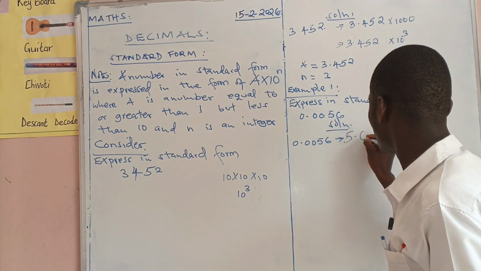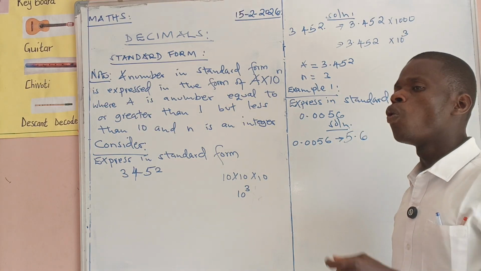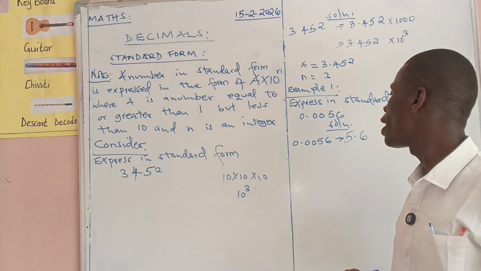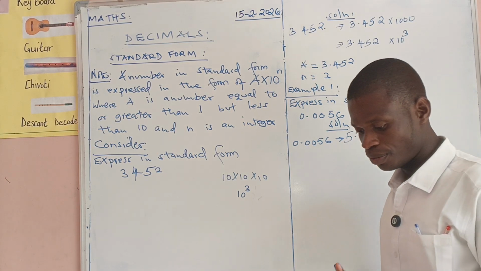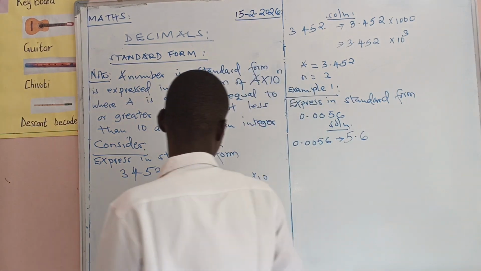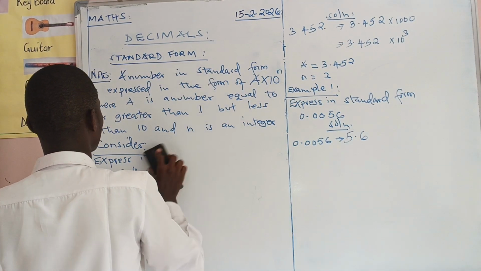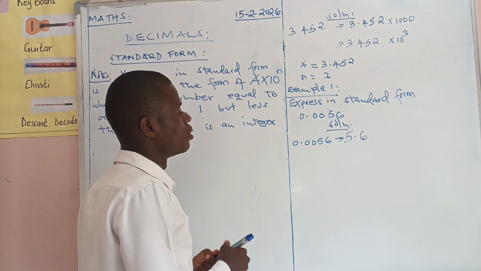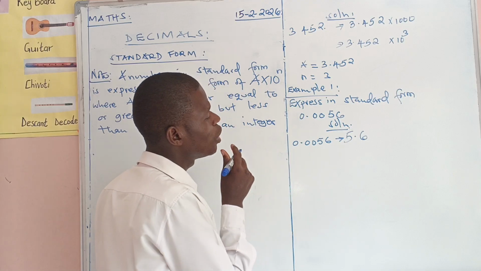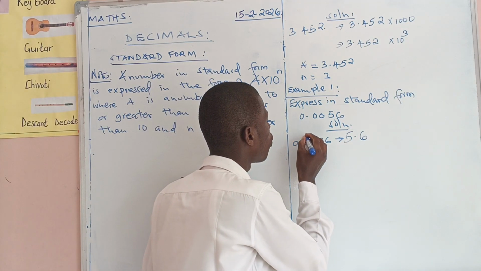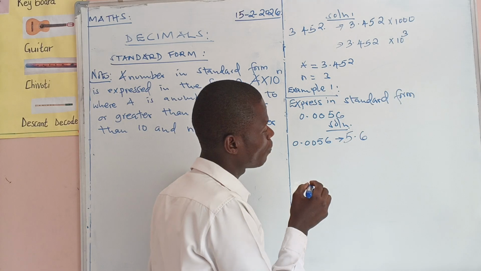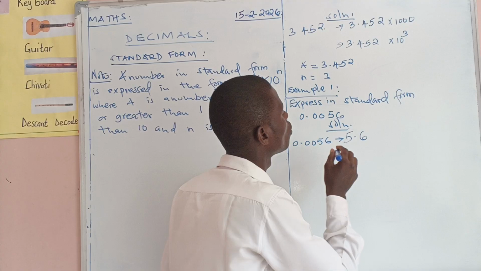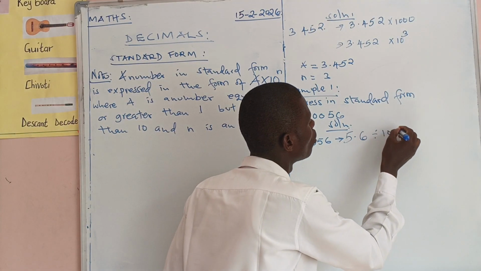So I'll have it as 5.6. Then I ask myself, what can I do in order to go back to my original value? What was your original number? 0.0056. What can I do in order to go back to this number? I've moved 1, 2, 3, 3 steps. So in order to go back to 0.0056, I have to divide by 1000.